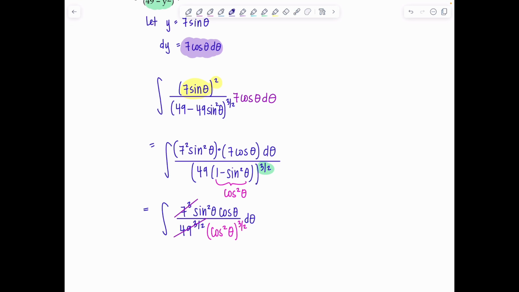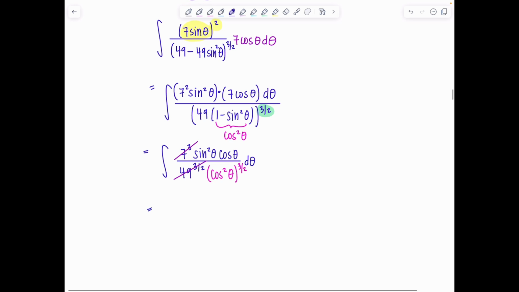So let's just rewrite all of that in the next line. Now I have sine squared theta cosine theta over cosine cubed theta d theta. Yes? I can cancel out one of the cosines now. Cosine squared.